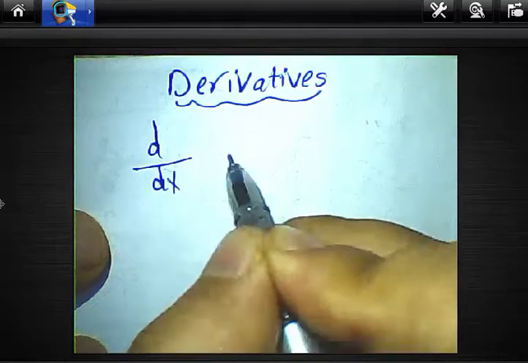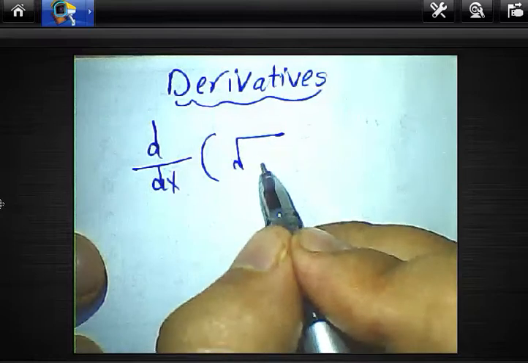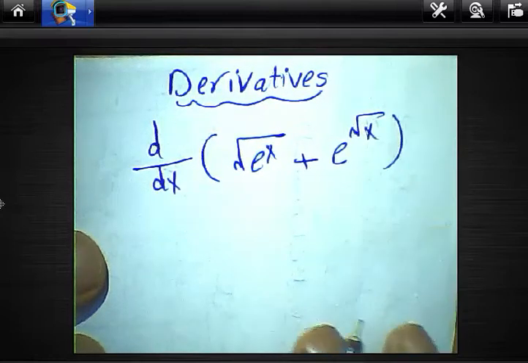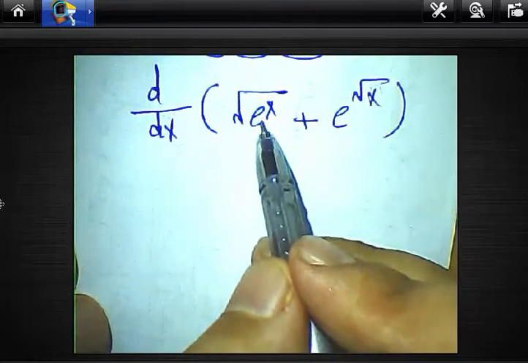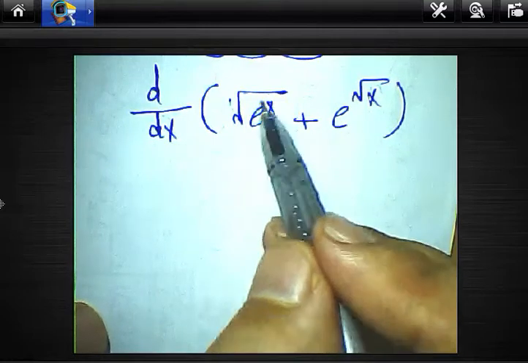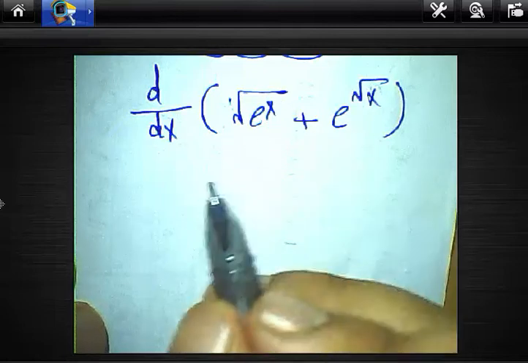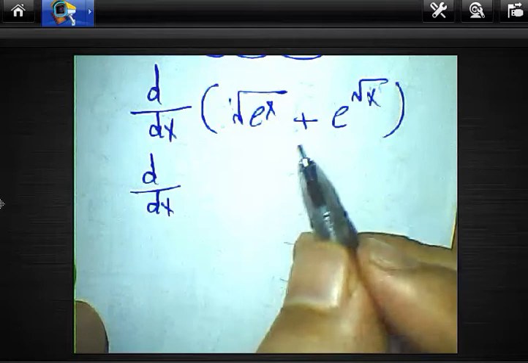We want to find the derivative of the function square root of e power x plus e power root of x. We know e power x under this root means e power x all power half, because the square root of any number equals this number power half. So we can simplify it first, or you can use the rule about this expression.